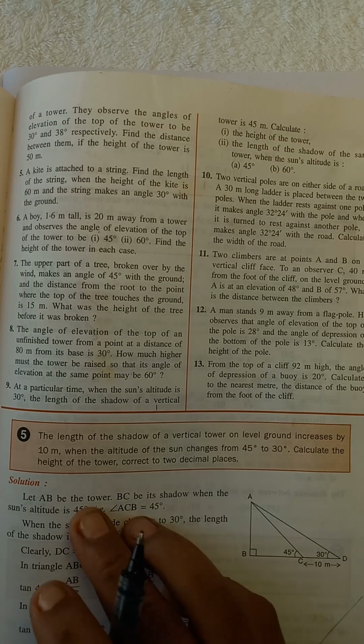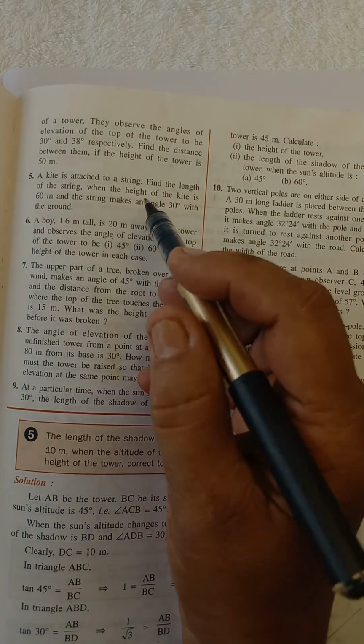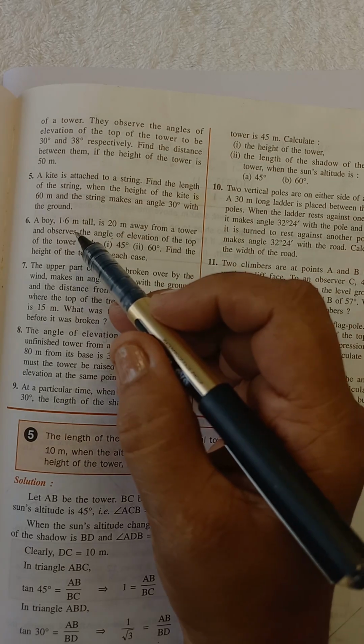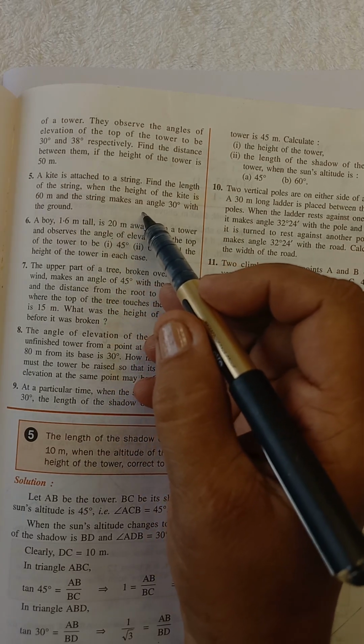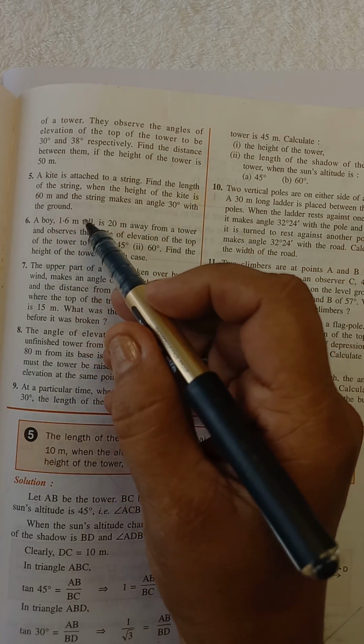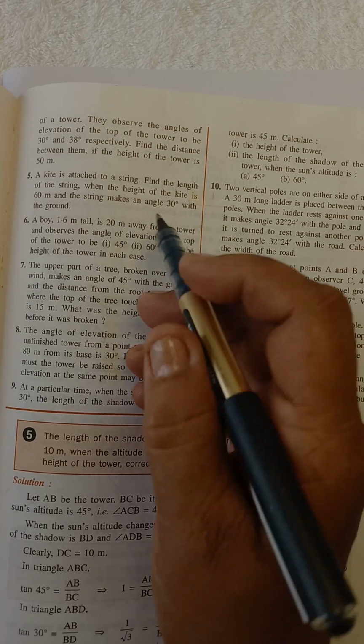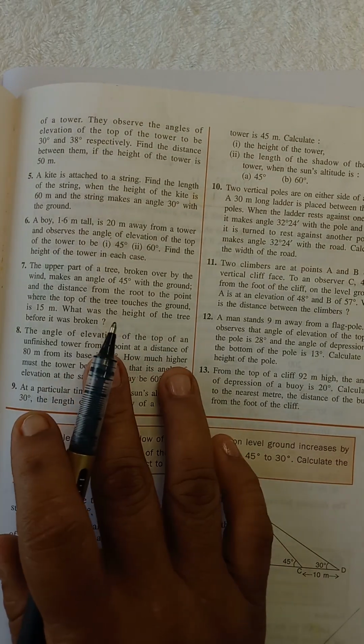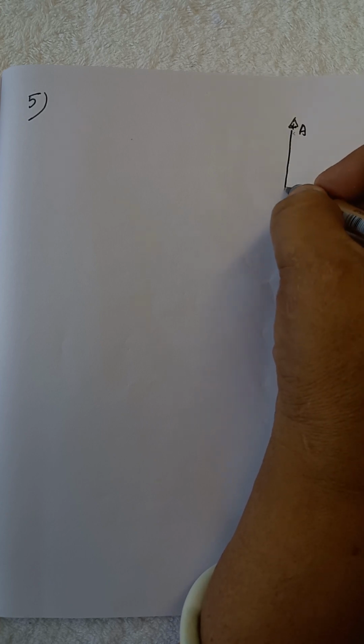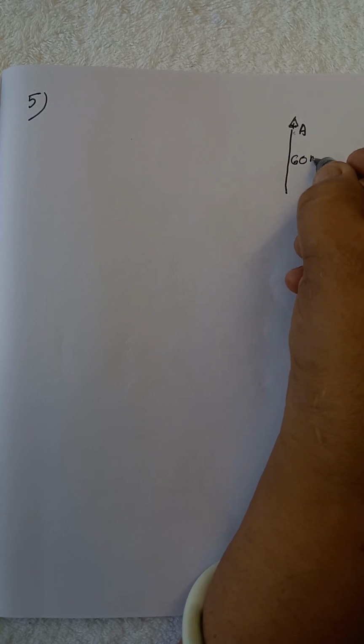And the fifth question is, a kite is attached to a string. Find the length of the string when the height of the kite is 60 meters and the string makes an angle of 30 degrees with the ground. So let us draw the diagram. So this is the kite at the point A, and this is given as 60 meters. It is above 60 meters.